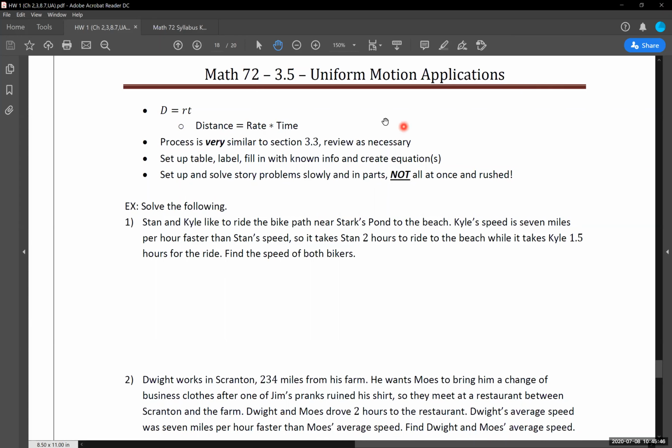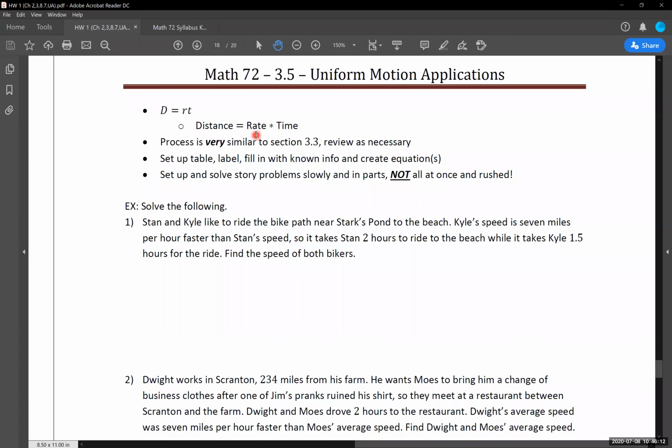Today we're going to be focusing in on section 3.5, which is working with uniform motion applications. And essentially, this whole section is going to boil down to how we are going to use this formula right here, D equals RT. If we were to break this thing down and put some labels to what each of these variables represents, it's the same as saying the distance is equal to the rate times time.